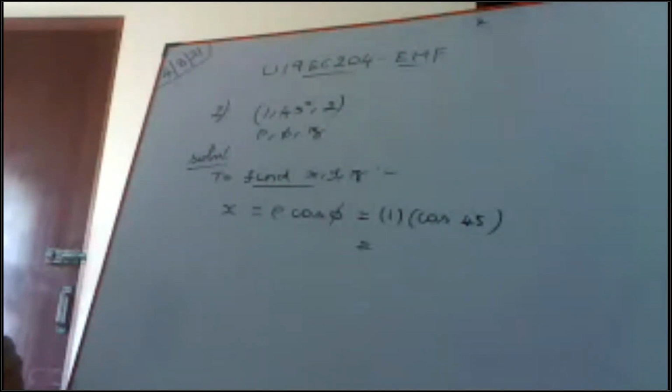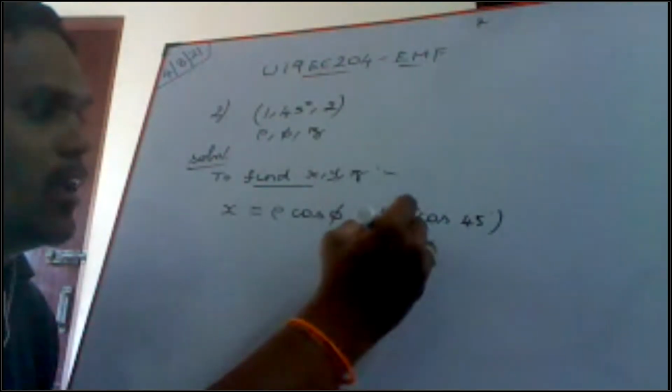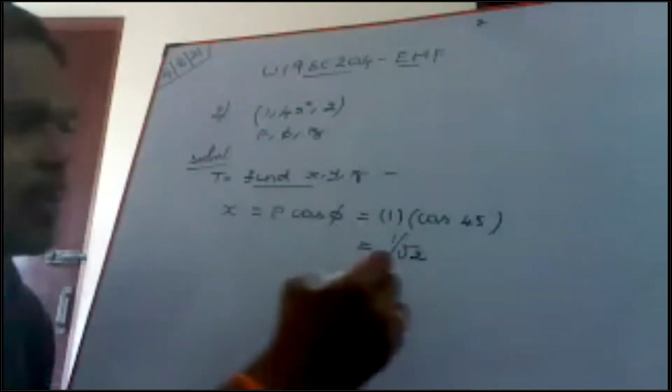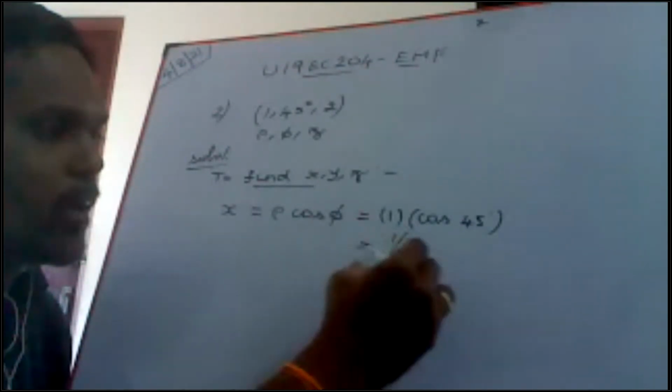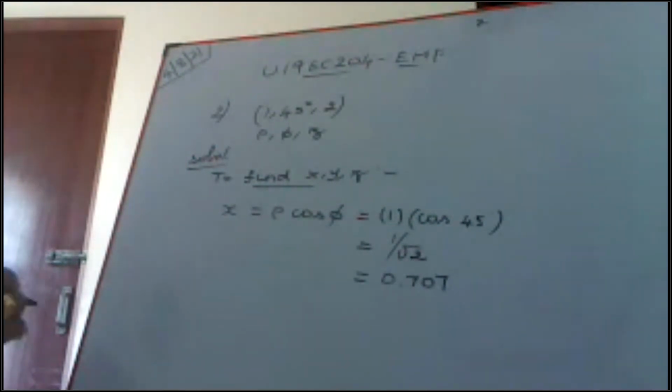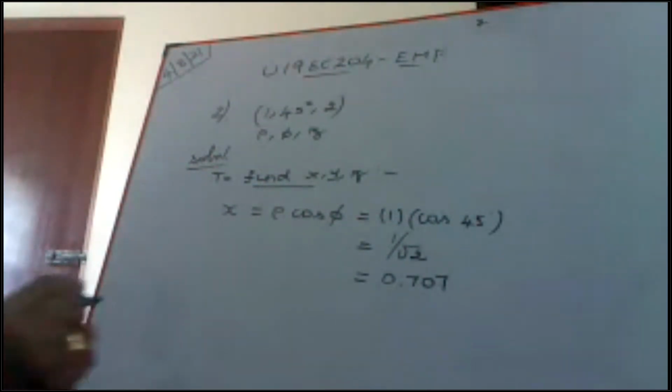Cos 45 is 1 by root 2. What is the value of 1 by root 2, or 1 by 1.414? If you do it in the calculator, you can get that. So a calculator is required, don't forget. Its value is 0.707. If you calculate it, you get it.